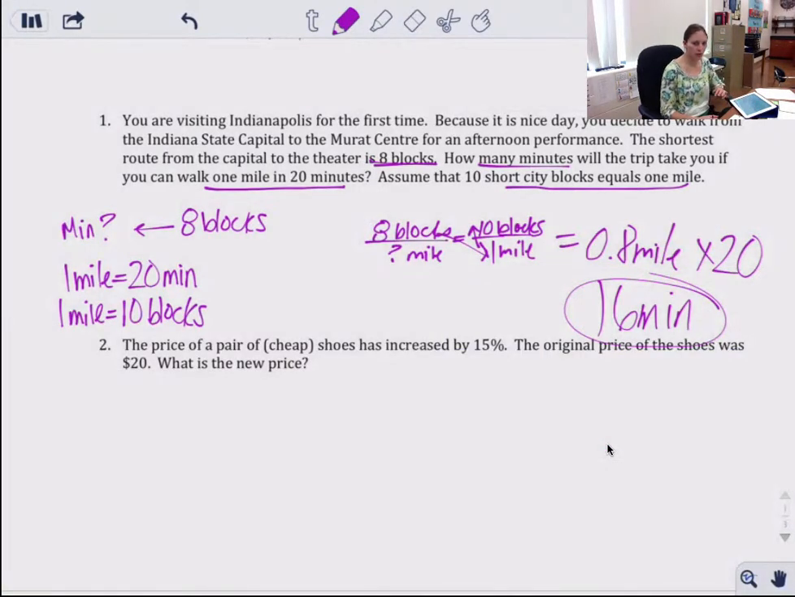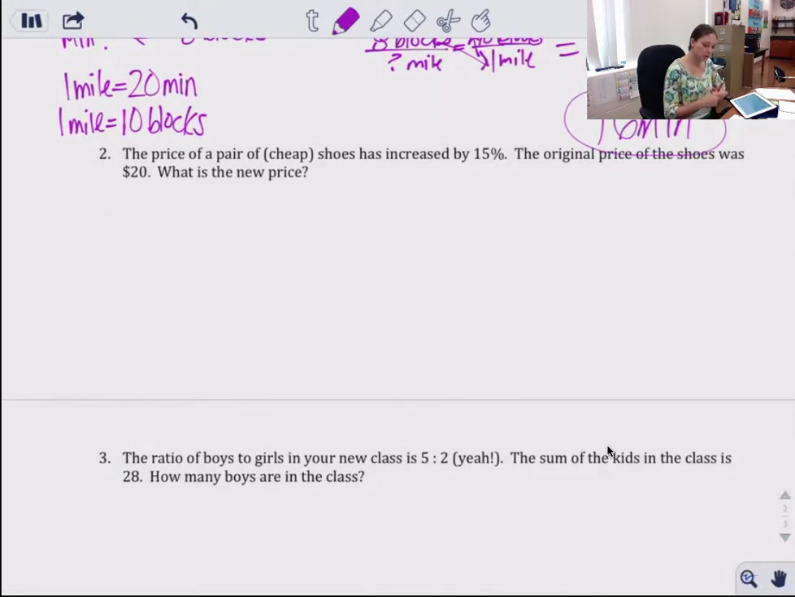I said, don't get too caught up in the math there, because we'll do a little bit more of that later on in the year. All right? This one you should be able to do.